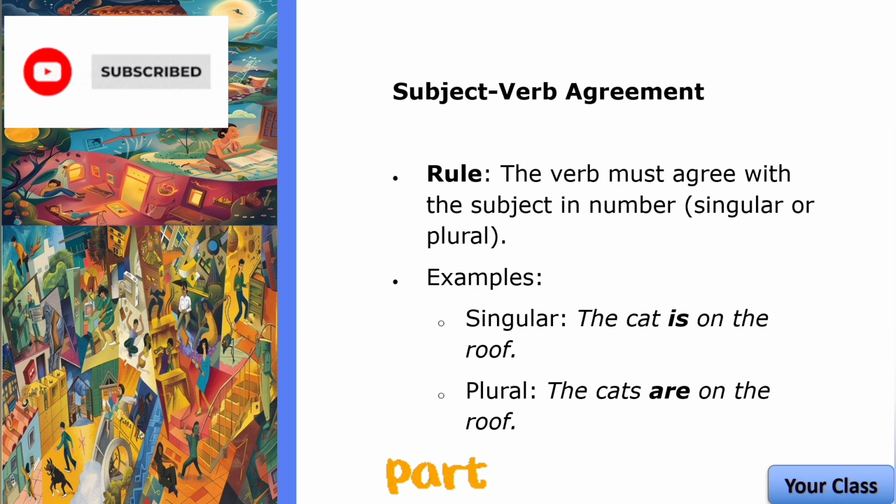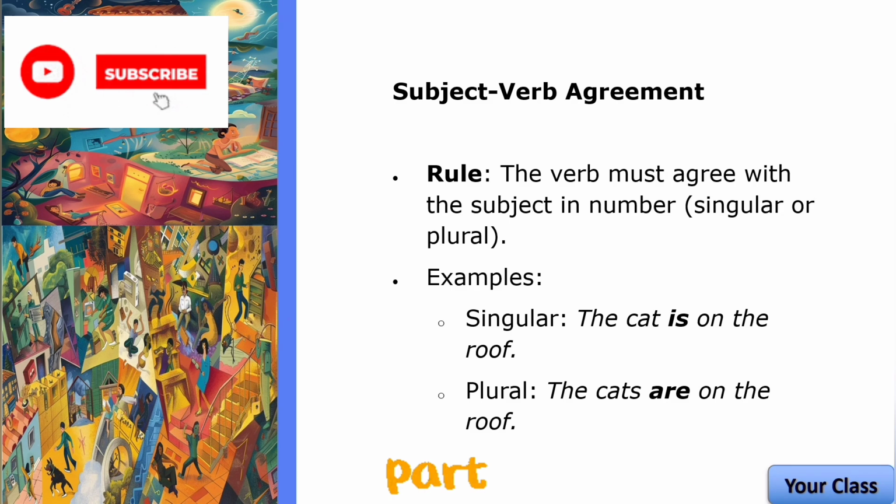Be careful with compound subjects. For example, Tom and Jerry are friends. Because Tom and Jerry is a plural subject, the verb is plural, are. Subjects joined by or, nor. Example: either the cat or the dogs are outside. The verb agrees with the subject closest to it, dogs, which is plural, so we use are. This is the basic rule for subject-verb agreement. Let me know if you need more examples or have any questions.